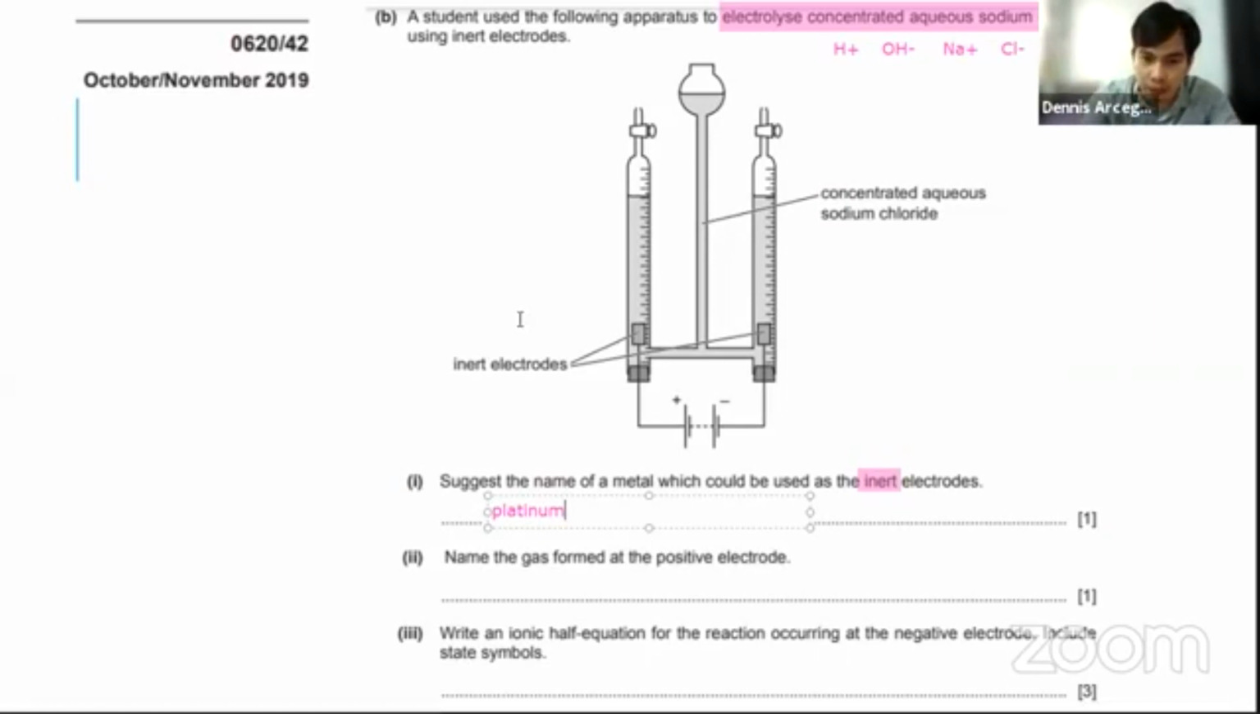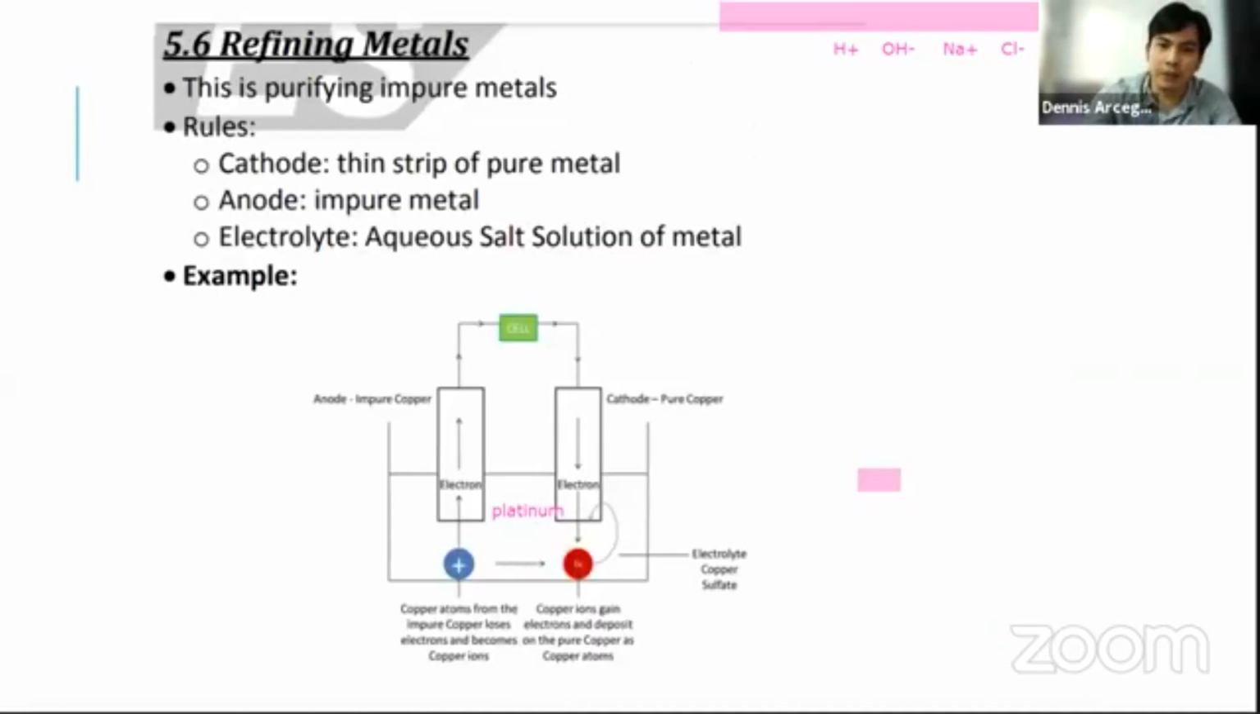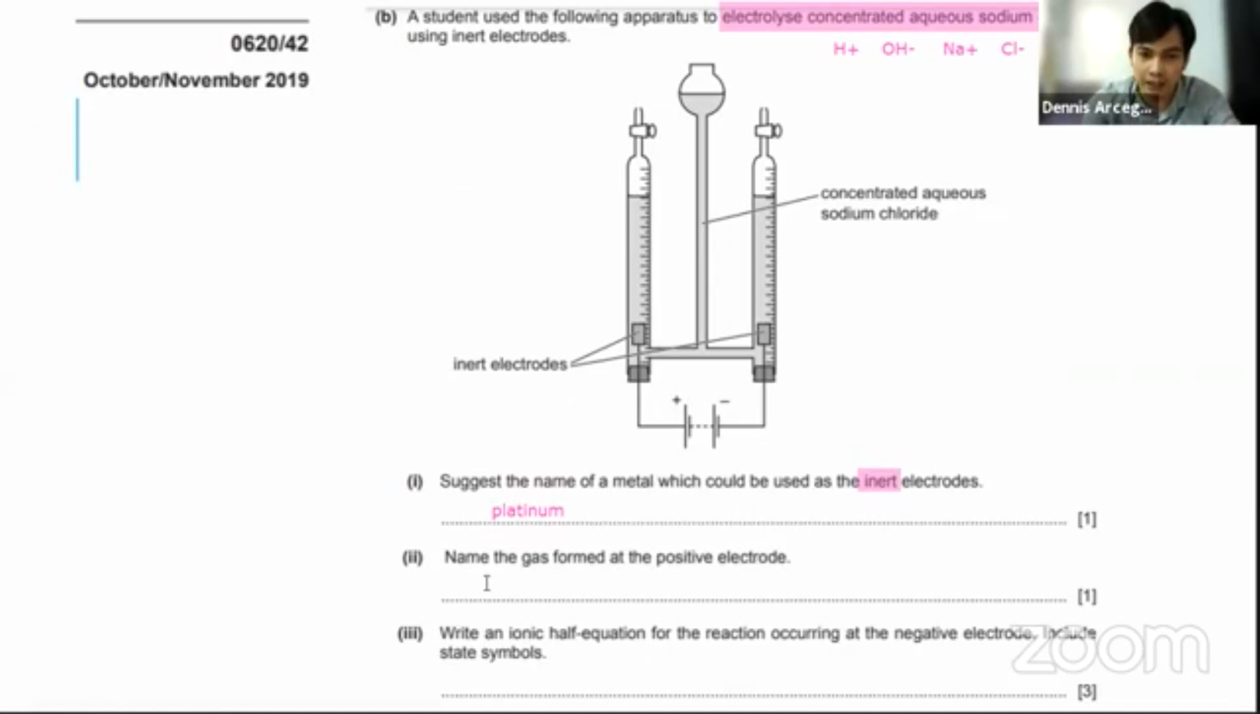Then name the gas formed at the positive electrode. What is the positive electrode? The anode. So this one will get chlorine gas, because it is asking about the positive electrode. The positive electrode will attract a negative ion. So it is Cl, because it is concentrated.